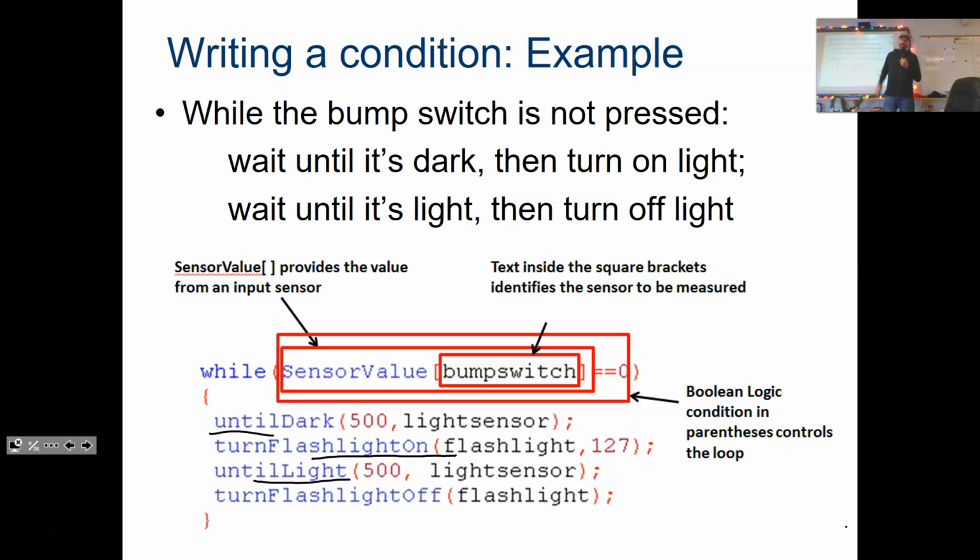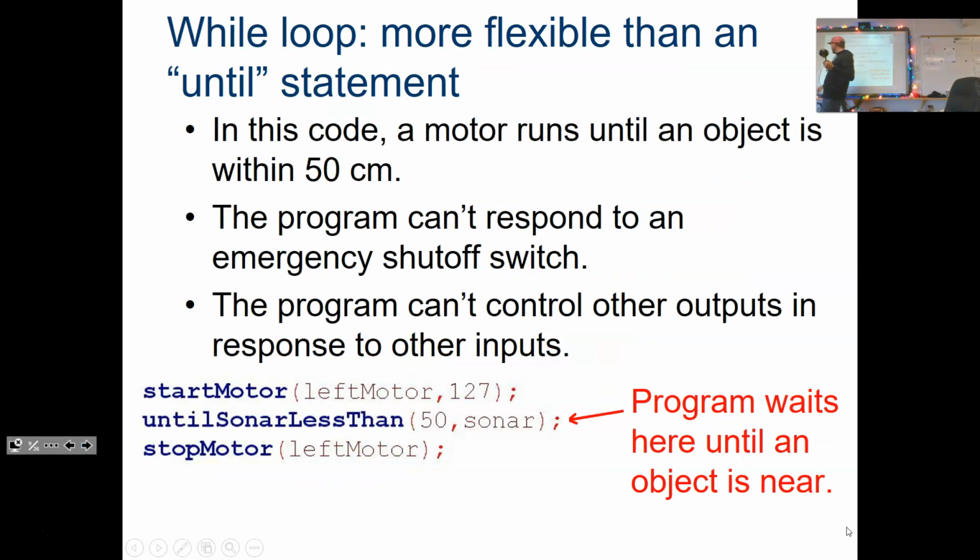So when you're not pushing the button, look for it to get dark, and then look for it to get light, and then look for it to get dark, look for it to get light, and then when you push that switch, it jumps out of this. So this would be a really good code for people making lights along the street. You know, they pop on at dark, they turn off in the morning. This is exactly the code that runs that.